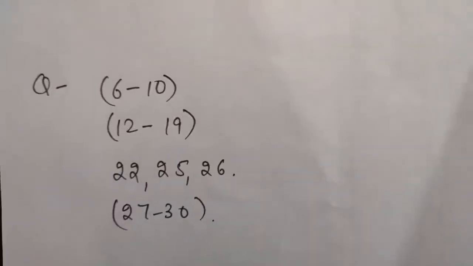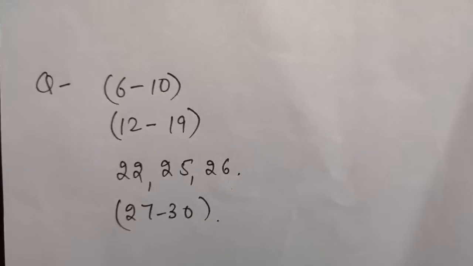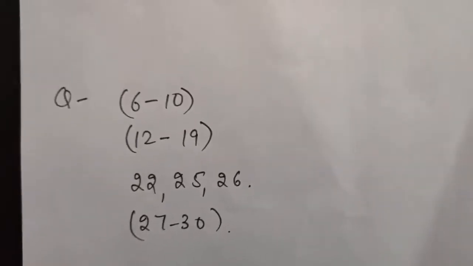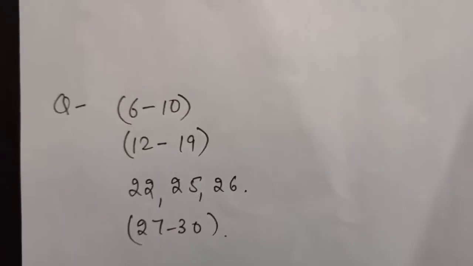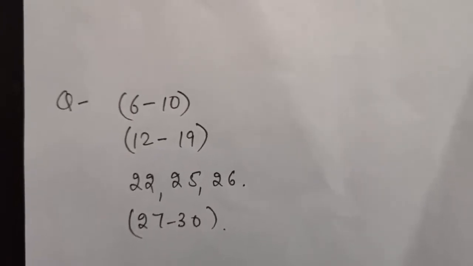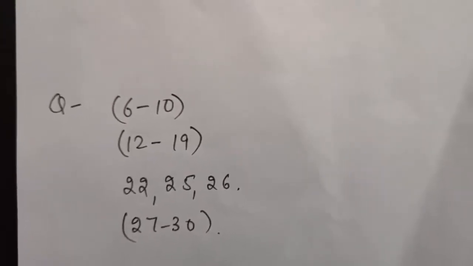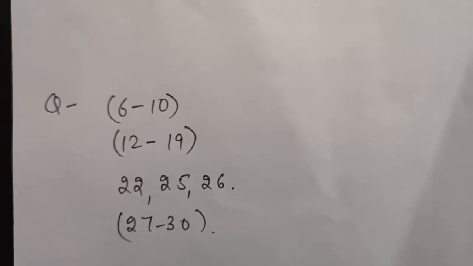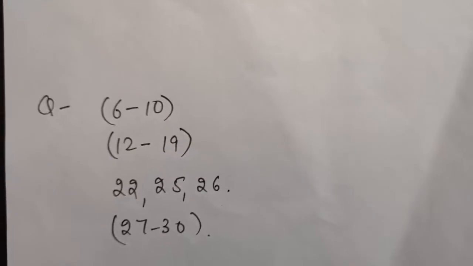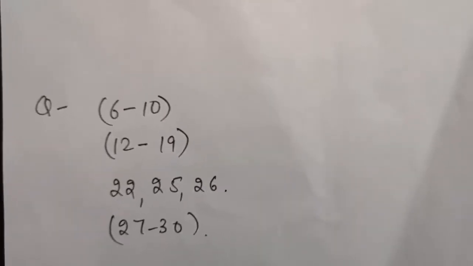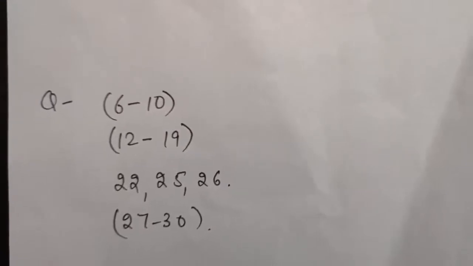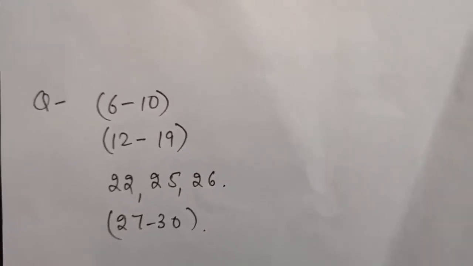So this is the list of questions which you do not have to do. That is question number 6 to 10, 12 to 19, 22, 25, 26 and question number 27 to 30. These all questions are from those topics which are being removed from your syllabus. So you don't have to do these. Okay. So cut them. Now I'll be discussing question number 1.